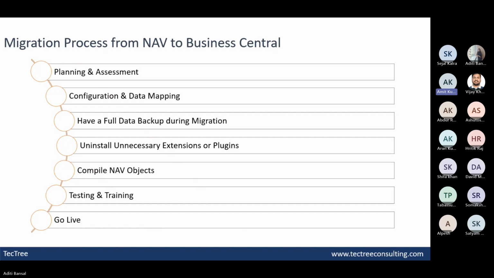Once the training and testing is done, we can plan for the go-live. After successful migration and testing, we can switch to Business Central, monitor whether any issues are coming, and then address those issues. So this is how the cycle of this migration will move on.